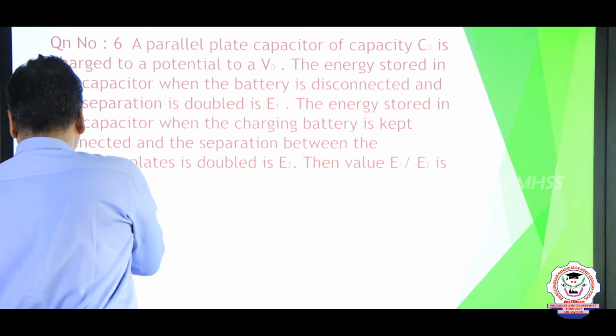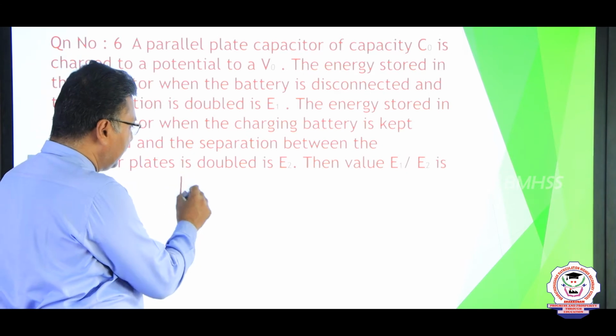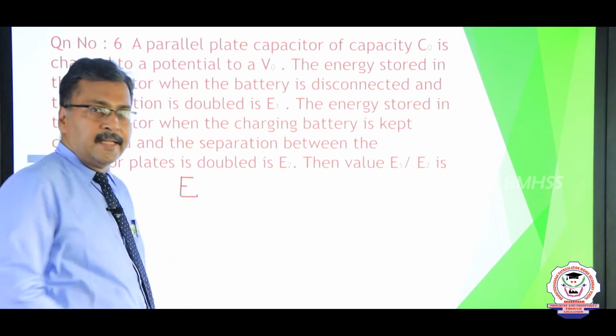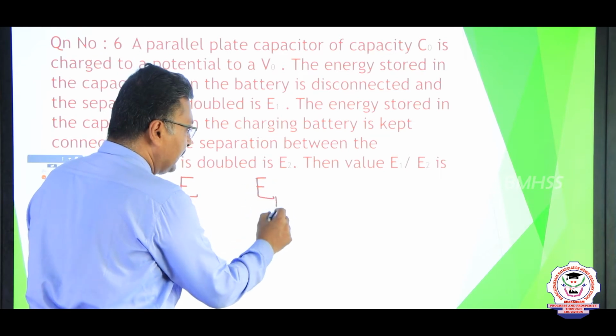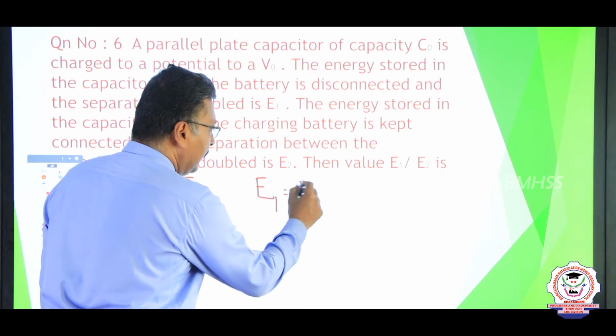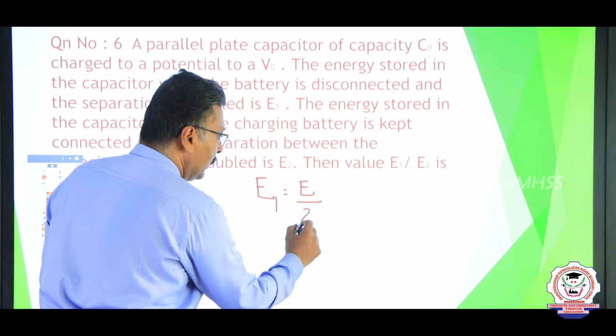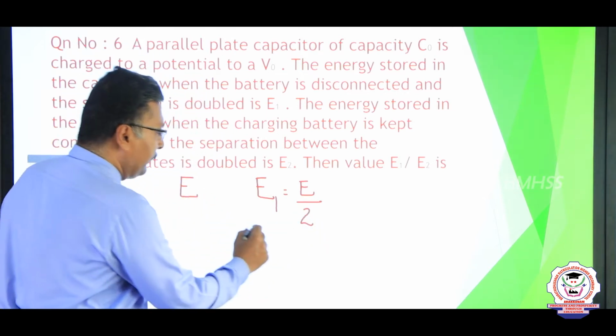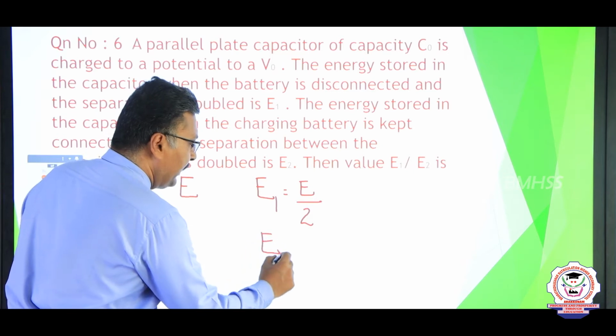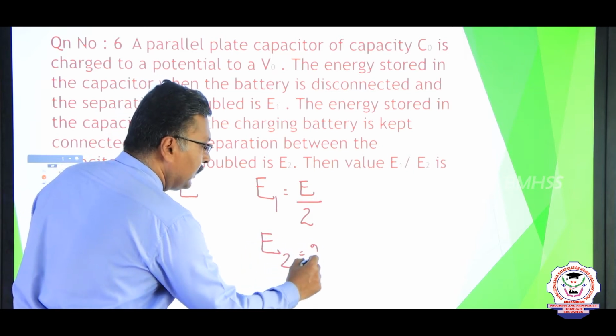when there are two types of E. First is E, the general energy. In the case of E1, what happens? E1, the capacitance is halved, so it becomes E by 2. So this is the first case of energy. The second case, energy E2 is being doubled as it is discharged.